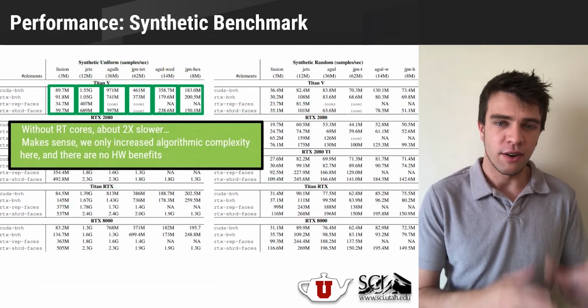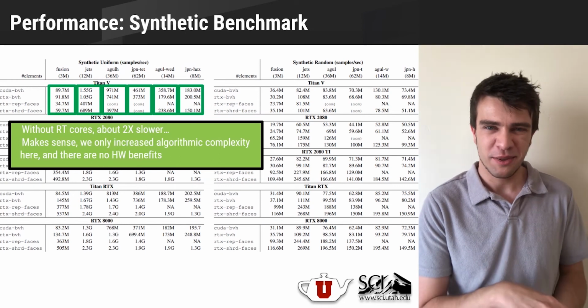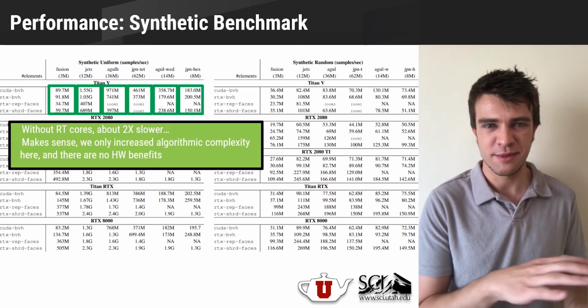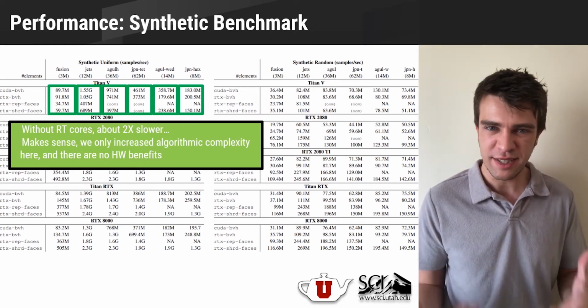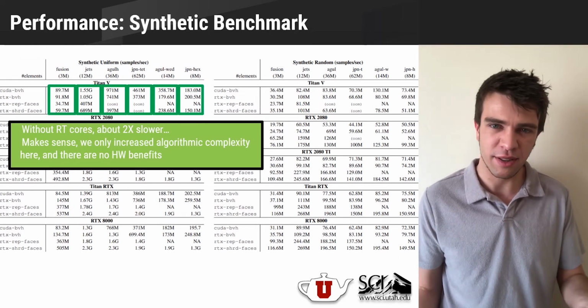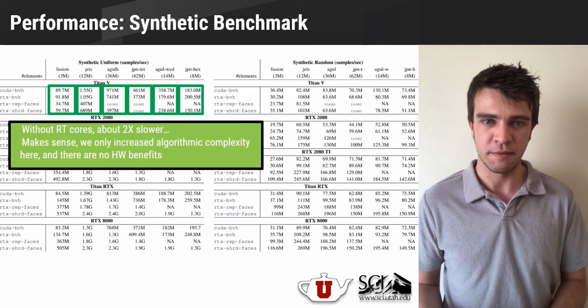Next, we found that on our non-RT core hardware, we actually do about 2x worse for the tetrahedral meshes as we start leaning more and more towards ray tracing. That also makes sense because ray tracing is more algorithmically intense than a point location query, and we're not getting any benefits here from hardware acceleration.